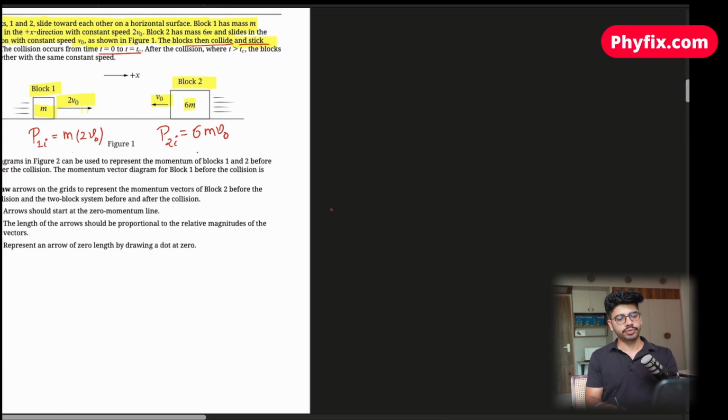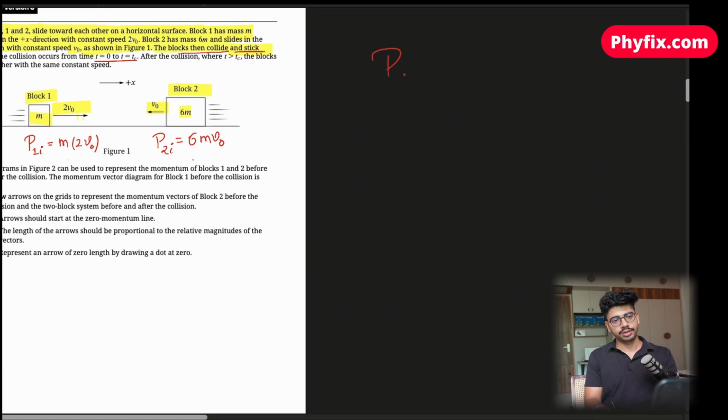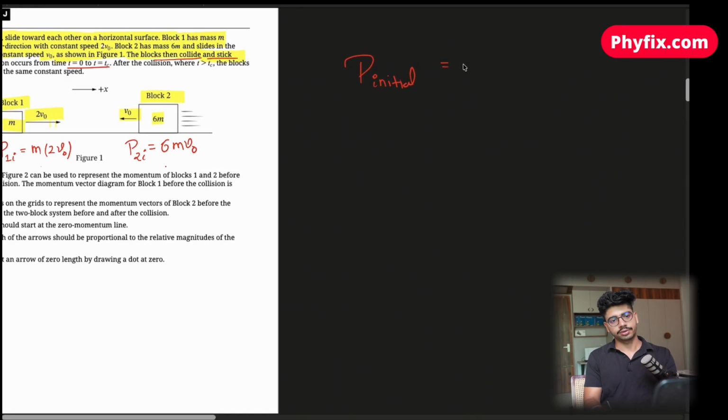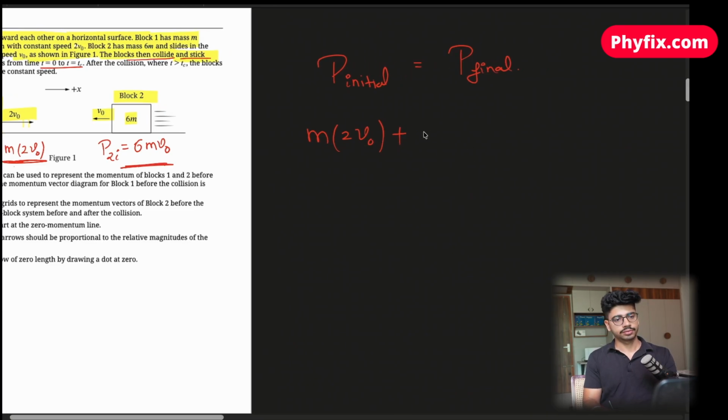Initial momentum before the collision, P initial, is equal to P final after the collision. Initial momentum is this one, plus that of the second block is this one. This is minus, sorry, this is a minus sign. I have to take care of the minus sign also.